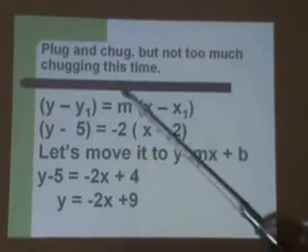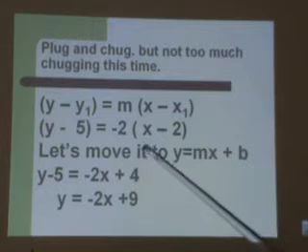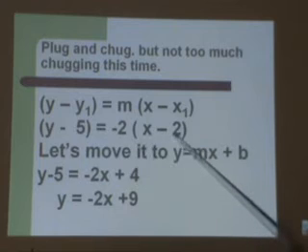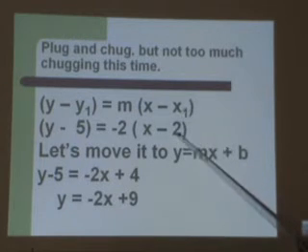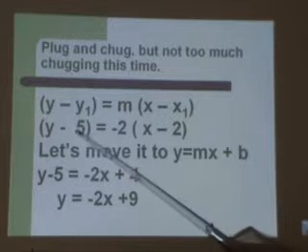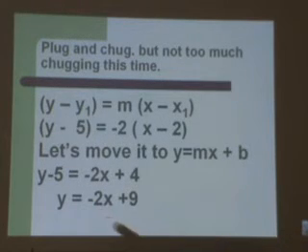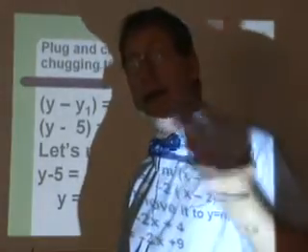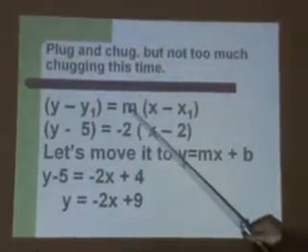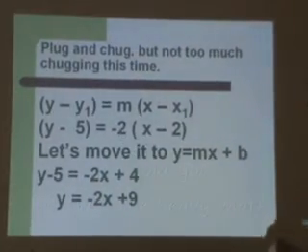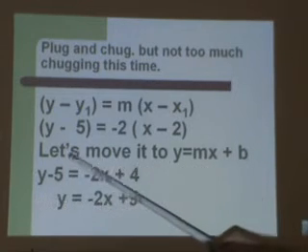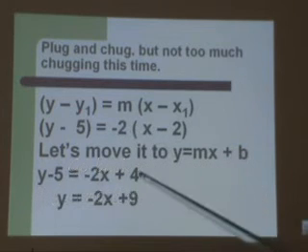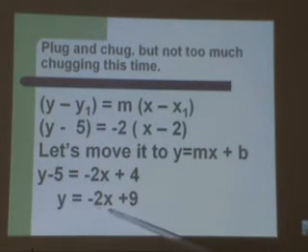So, putting in what we have, our point was (2, 5). 2 is in the x location, so 2 goes in where x1 goes. 5 is in the y location, so 5 goes in where y1 goes. And we figured our slope, since it's a negative reciprocal of the original line, we got a -2 for our slope. Slope goes in where the m goes, -2. Now all we have to do is move the 5 over to the other side, do the distributive property, and we can move this into a y equals mx plus b format.